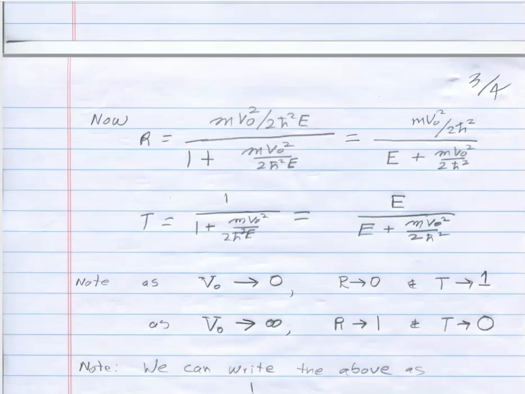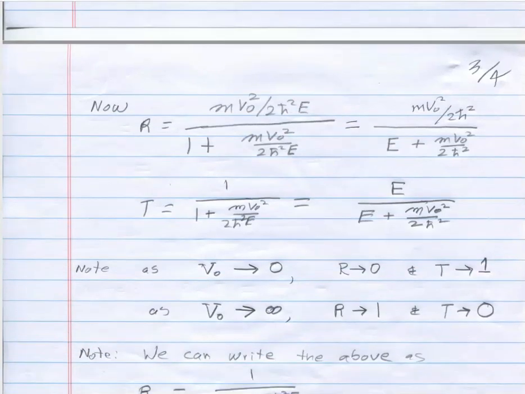And I guess that makes some sense too. If the potential becomes infinitely strong, one would expect, even quantum mechanically, to not have anything transmitted and to have it all reflected.